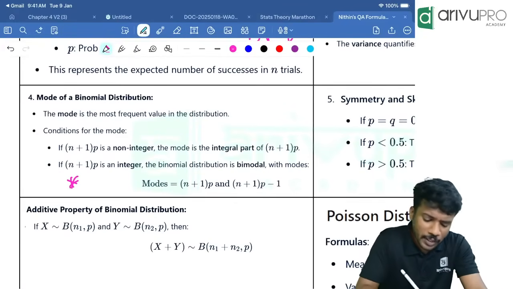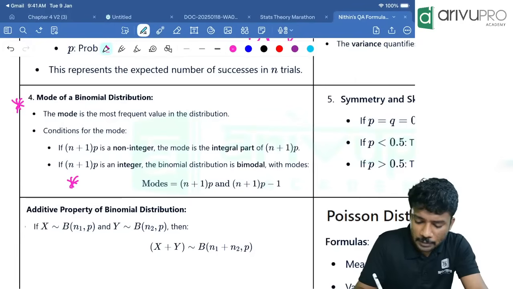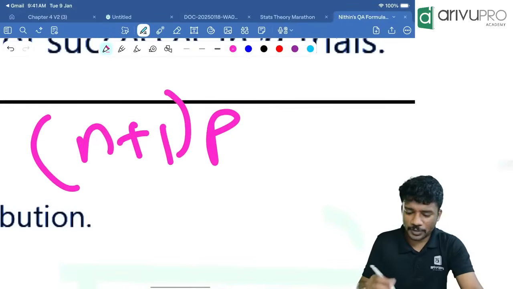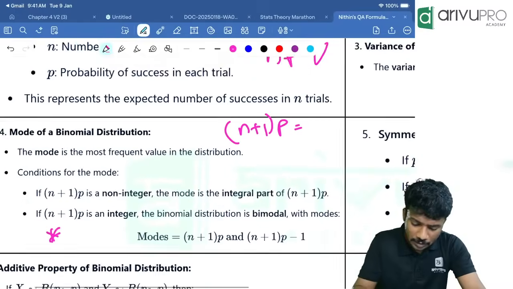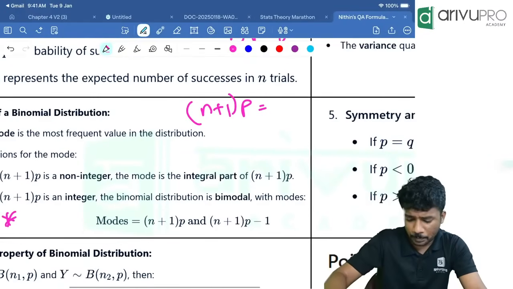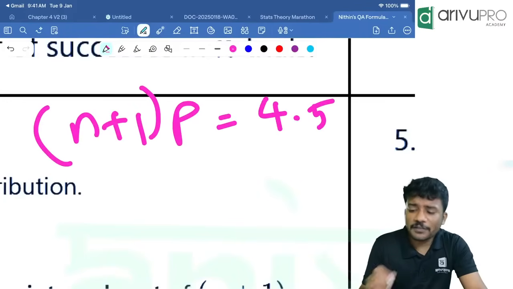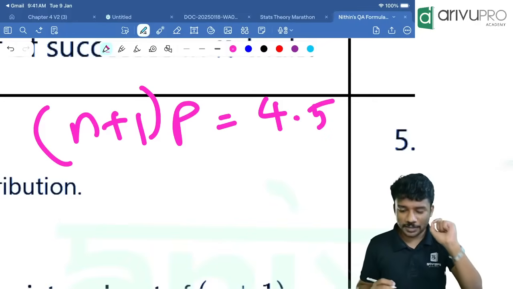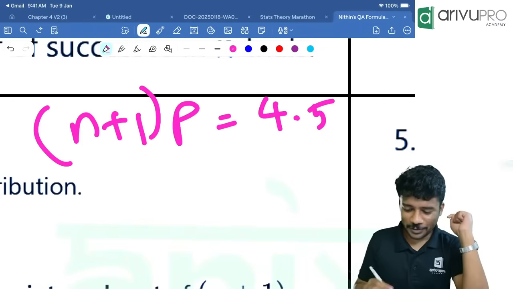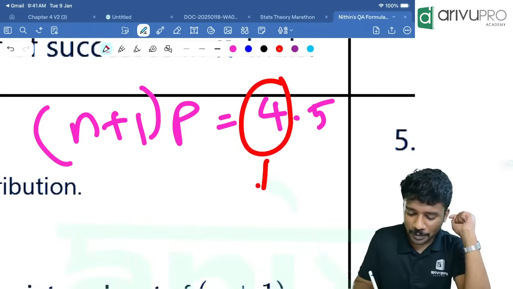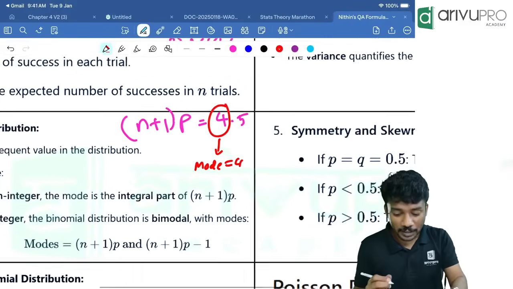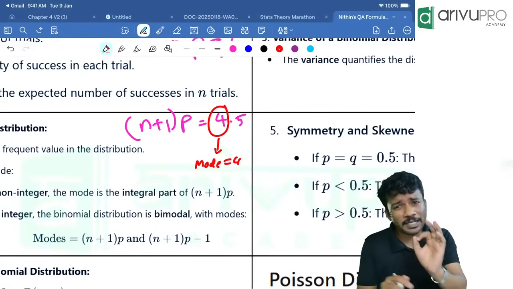Mode is nothing but (n plus 1) into p. You can expect a question based on this. We will find it using the formula (n plus 1) into p. For example, suppose (n plus 1) into p gives you 4.5 as the answer, and there is an option 4.5 as well. But will you choose 4.5? No, the answer will be the integer part. So the mode will be 4. So (n plus 1) into p is the formula, and if a decimal value comes, only take the integer value.